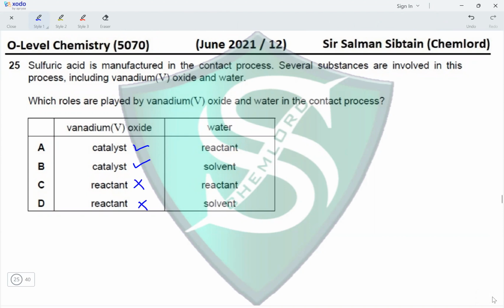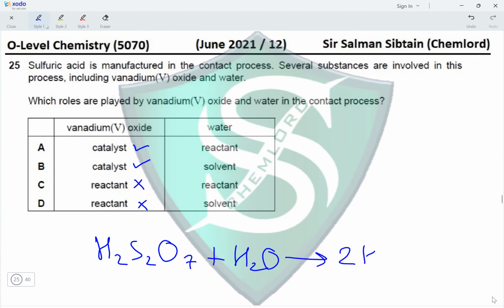Now, water here is taking part in the reaction because in the contact process, when oleum forms, oleum is H2S2O7. When oleum forms, it reacts with water to form 2 moles of H2SO4, which is a 98% pure solution of H2SO4. So in this case, water is taking part in the reaction, so it is a reactant and not a solvent. So this makes option A the correct option for this question.